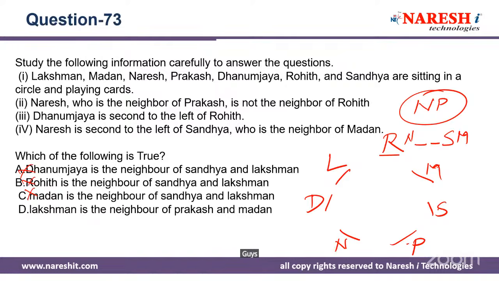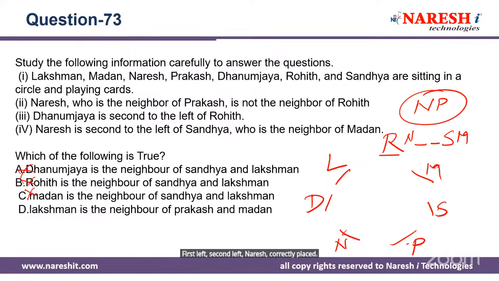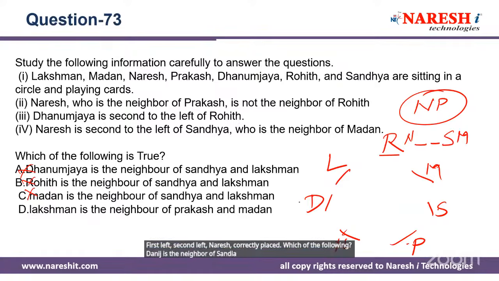Guys, can you find where the mistake happened? Naresh is second left of Sandhya. Correct only. First left, second left. Naresh is correctly placed. Which of the following? Dhananjay is the neighbor of Sandhya and Lakshman. Lakshman here, Sandhya here. No.